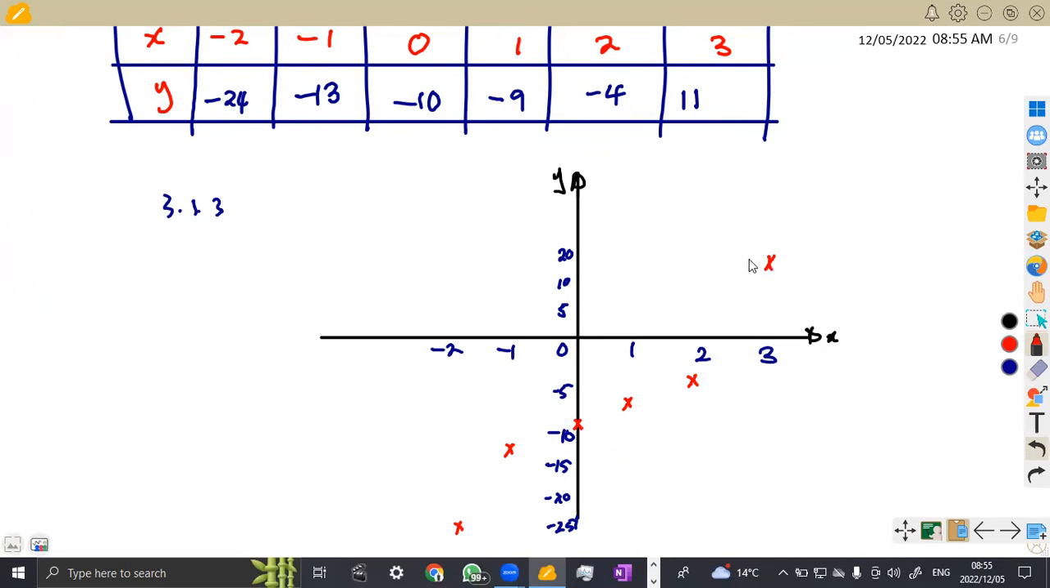All right, so by the look of things, this graph is going to be something of this nature. All right, so it's going to be something of this nature there.